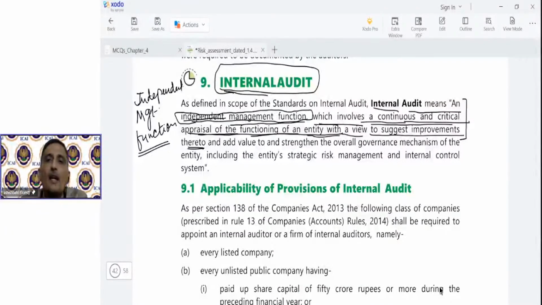And critical appraisal. So now what is appraisal? Appraisal means review. Review of the functioning of the entity, with a view to suggest improvements. Now that is very important. With a view to suggest improvements there too.